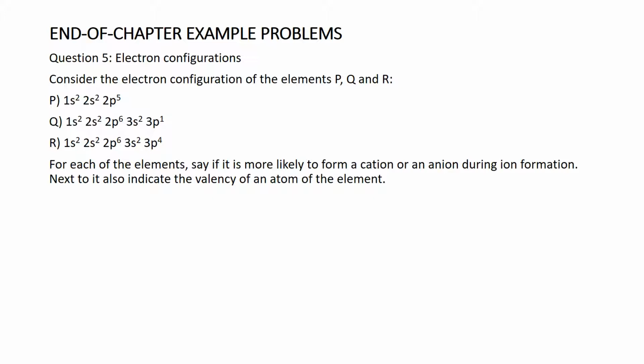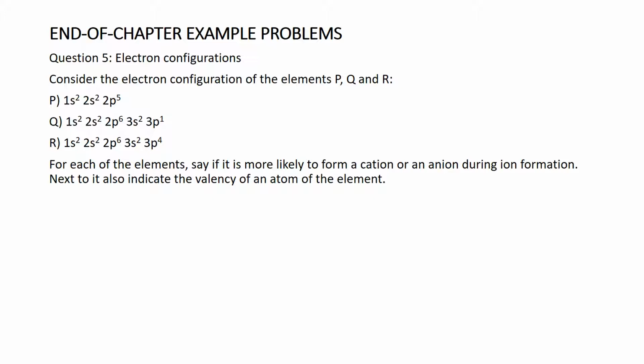For P, it has 7 electrons in its outermost energy level, which is the second energy level. So is it most likely to gain an electron or lose an electron? It is more likely to gain an electron because it is trying to fill the nearest energy level, which in this case is the second energy level, because it has 7 electrons in the second energy level, and the second energy level can hold 8 electrons.